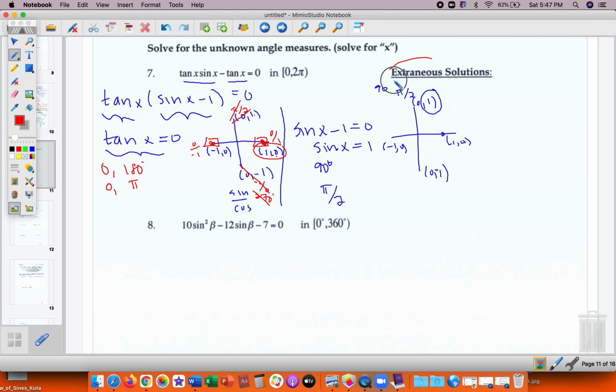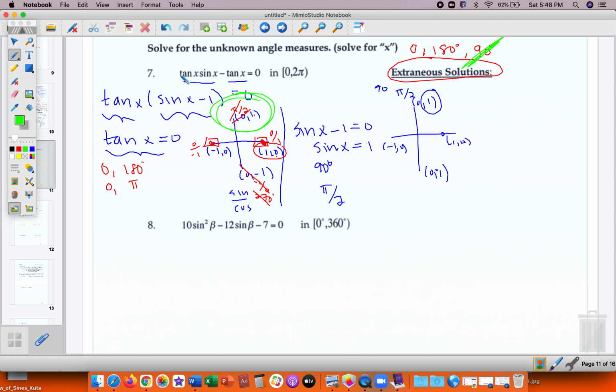Now we're asked if there are any extraneous solutions. And we got 0, 180, and 90 as our answers between those two factors. So we said, okay, the answers are 0, 180 for tan, and then 90 or pi over 2 for the sine x minus 1. But we have to cancel out the 90 degrees, because even though that works for sine, for tangent, we said that at 90 degrees tan was undefined.